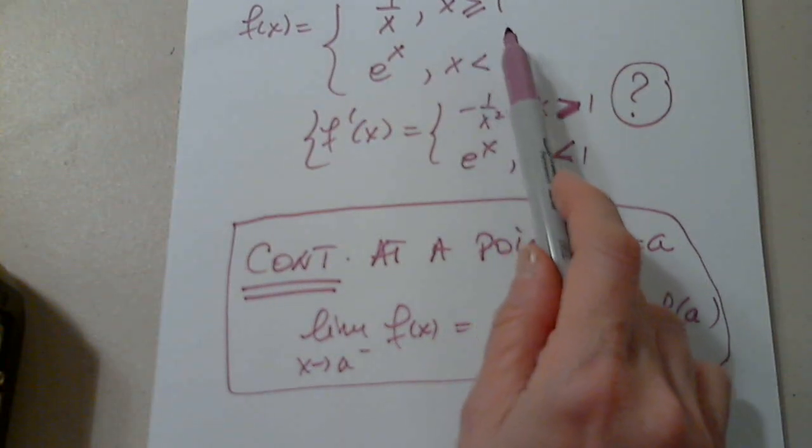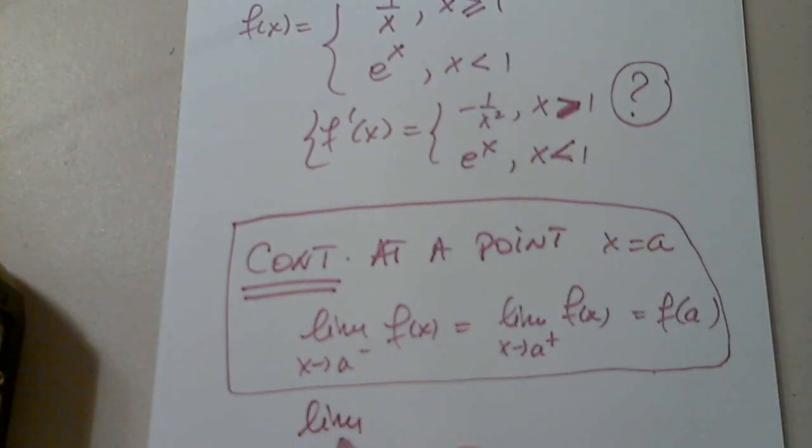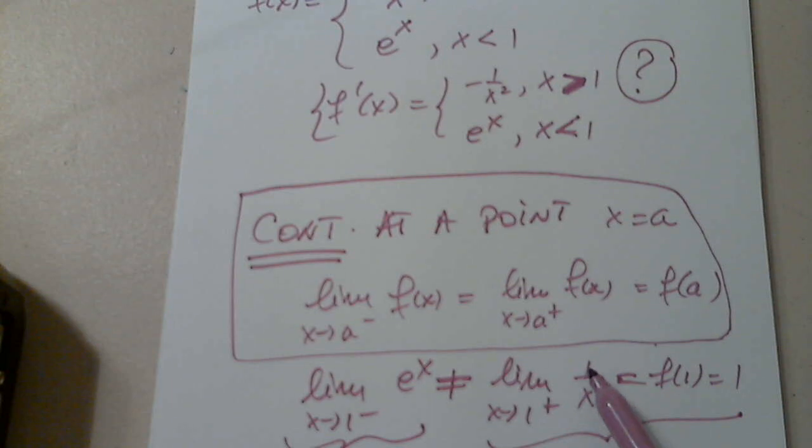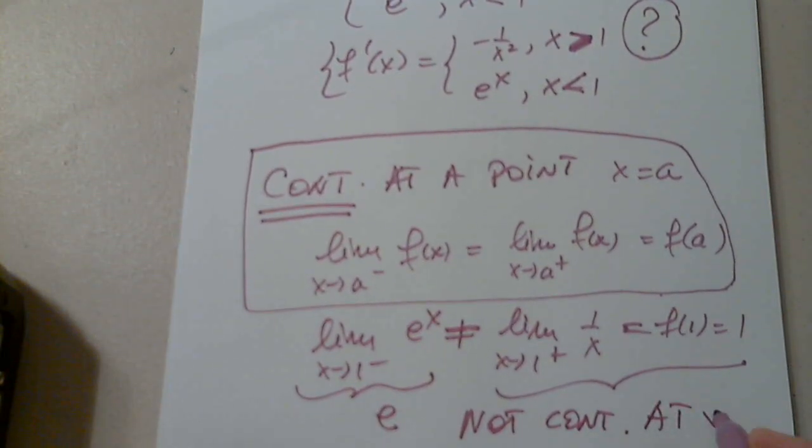Now, the limit from the left. So this is the limit as x approaches 1 from the left of e to the x. Then the limit as x approaches 1 from the right of 1 over x. And then f of 1. F of 1 is 1. But this cannot equal this. These two are equal, they're 1. But for e to the x, this limit is e. E cannot equal the limit of 1 over x and cannot equal 1. So not continuous at x equals 1.